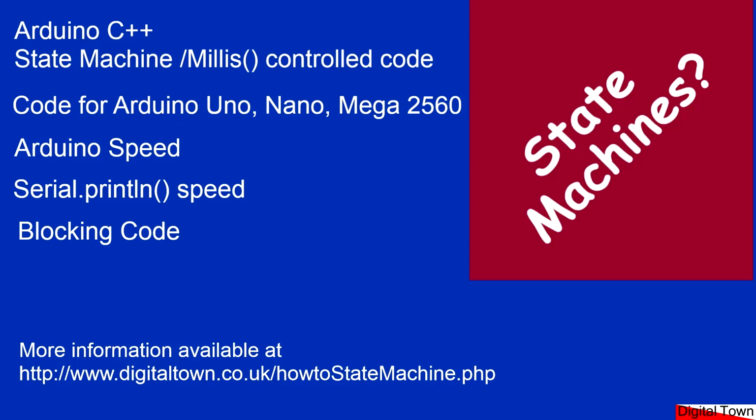Today we're going to be looking at what is called a state machine, or I prefer to call it millis controlled code. Basically, this is about how to have multiple items, inputs and outputs, being controlled at the same time. Now, one of the problems with the Arduino is one of its benefits.